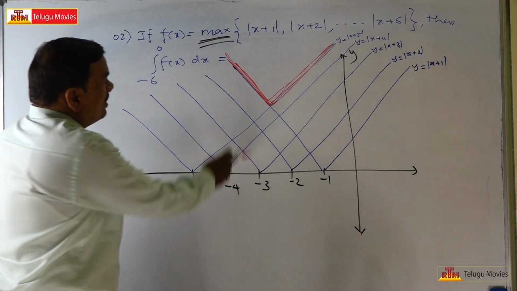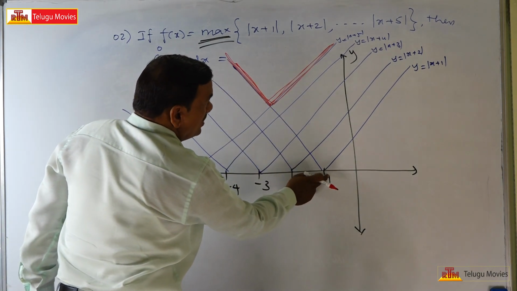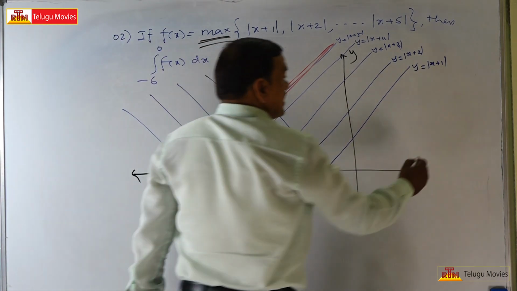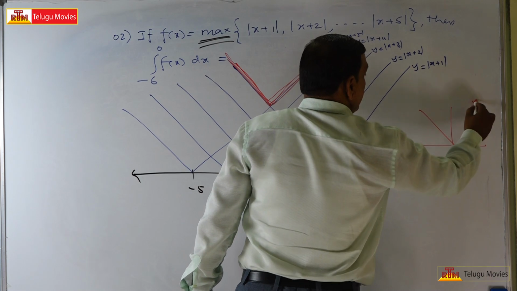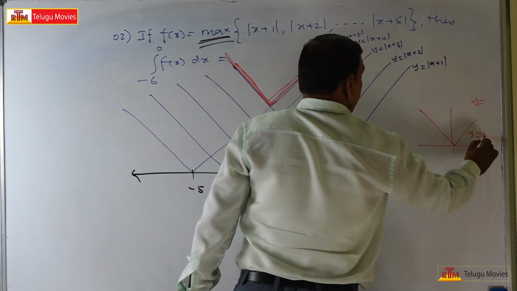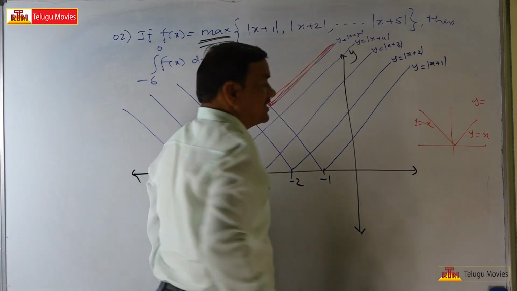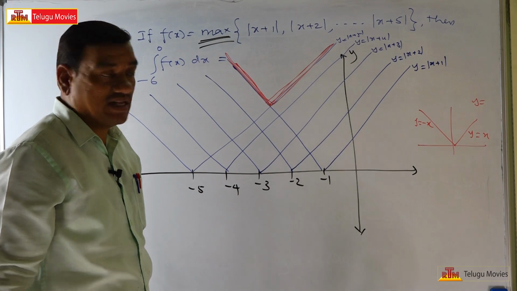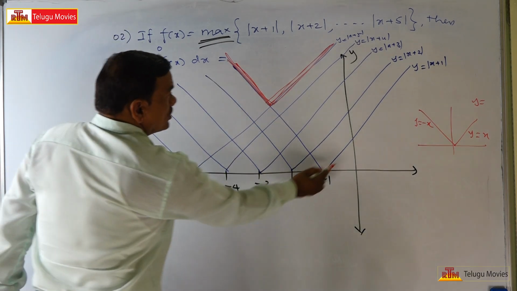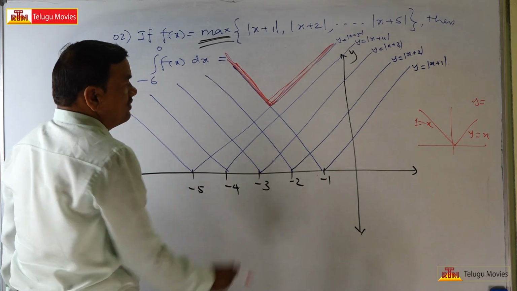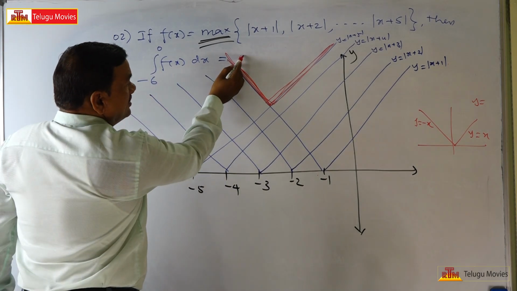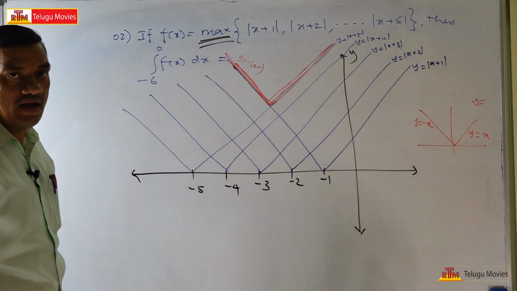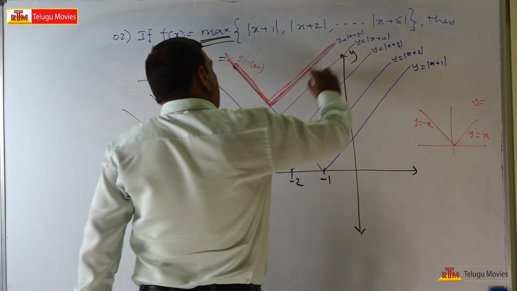Understand? That means this part is nothing but y is equal to x plus 1. One more thing you have to learn: if it is the y is equal to mod x graph, this side is y is equal to x, and this side is y is equal to minus x. Left side is y is equal to minus x, right side is y is equal to plus x. This graph belongs to y is equal to modulus of x plus 1, but on the left side. That's why this is y is equal to minus of x plus 1. Okay? Right. What about this?